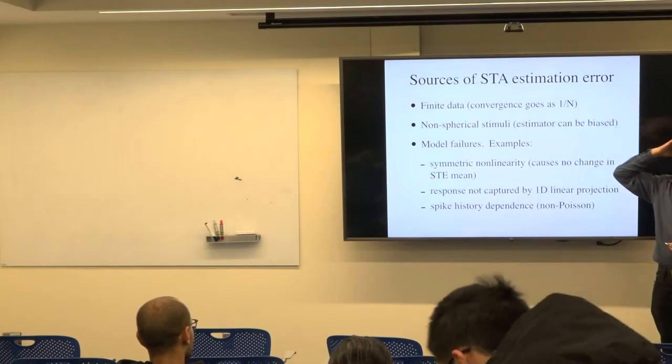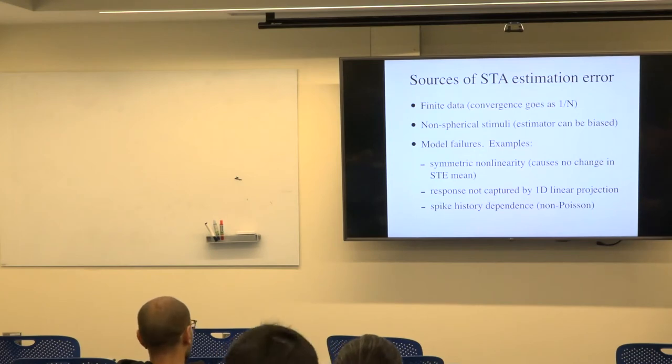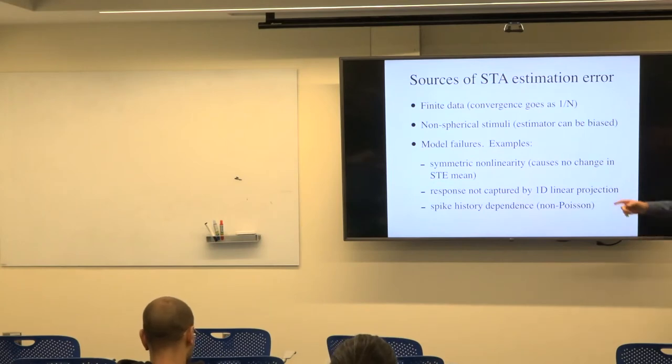It might fail because you don't have enough data to fit it, and so your fit parameters won't be all that trustworthy. It does converge reasonably quickly, as I'll show you in a moment. It will fail if you don't carry out your experiment in the way in which it was designed. One of the ways in which it was designed, in the proof that I outlined on the board last time, on Tuesday, required that the set of stimuli that you use be spherically symmetric.